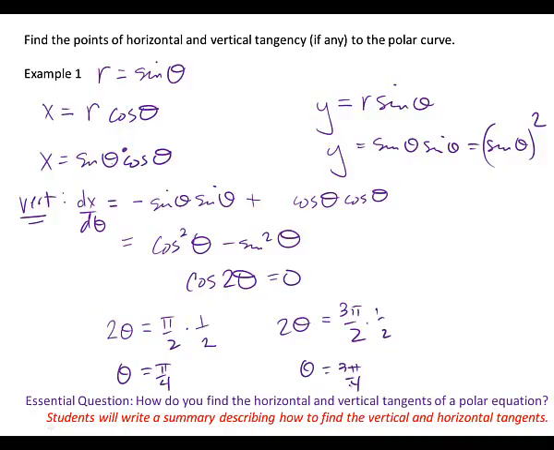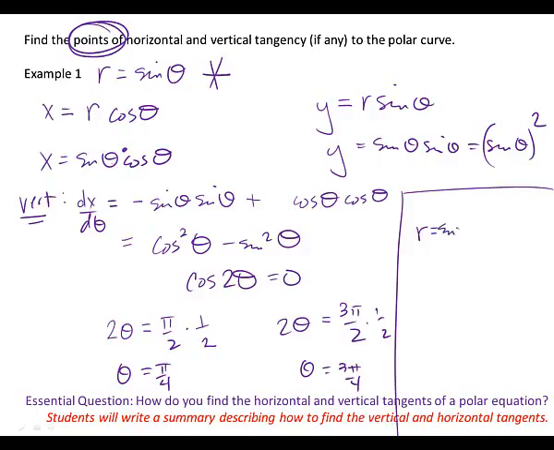Okay, here's the downside. Those are the theta values. What they wanted me to find was a point. So I have to plug that back into my original equation to get the r value. Okay, so I have r equals sine of pi over 4, and r equals sine of 3 pi over 4. This is just the first half of the problem.